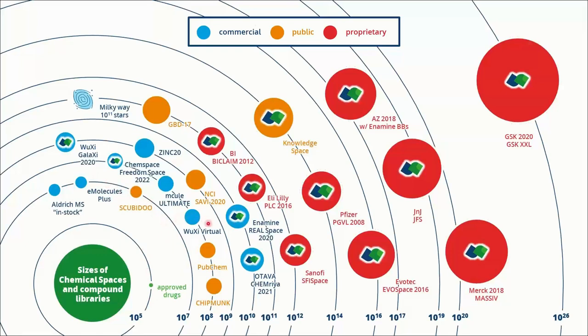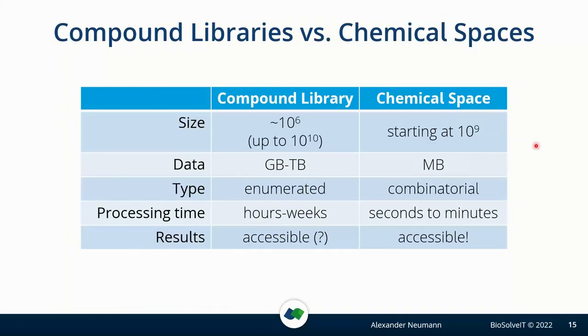But if you look to the right, you can see that we now also have the Enamine REAL Space here, our Ottawa ChemWire space, WuXi Galaxy here. And as you can see on the right side, the proprietary spaces from Evotec, Merck, GSK, Johnson & Johnson, those spaces are way bigger. They're a million times larger compared to enumerated spaces. And those combinatorial spaces are our domain. And this is also not something you can search with enumeration any longer. To give you an idea, I will use the GSK space in the next slide.